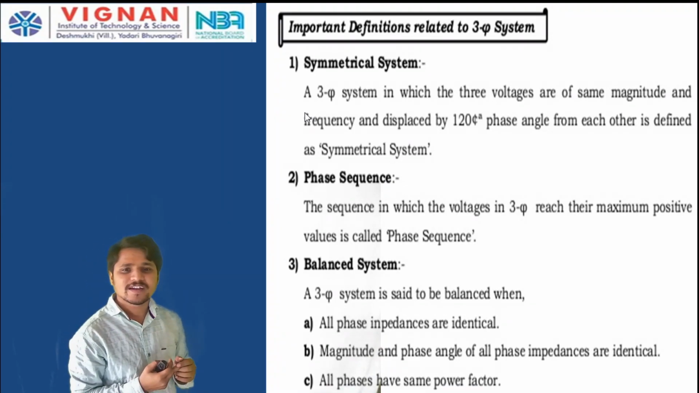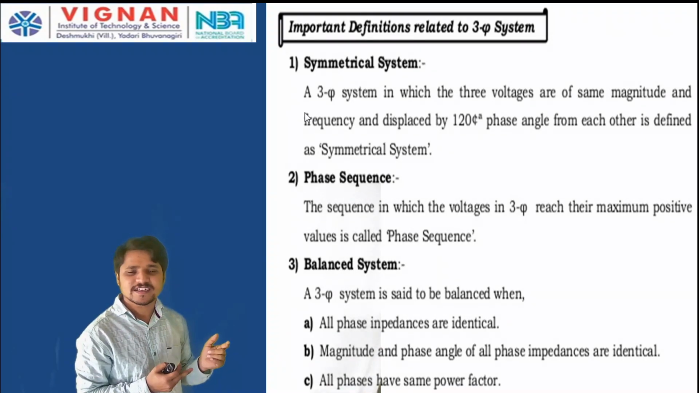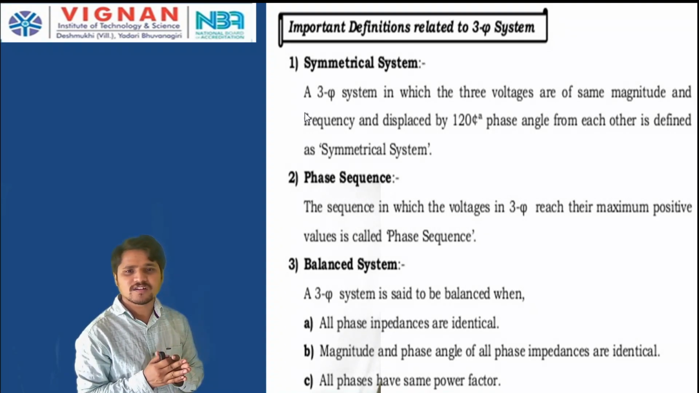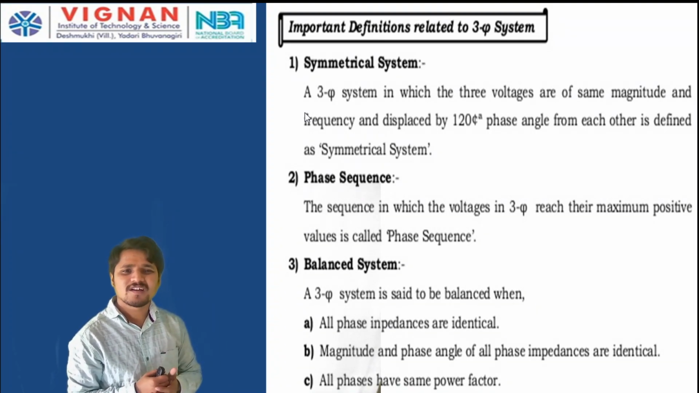If any one is violating this, either the magnitude is not the same, or the frequency is not the same, or the phase displacement is not equal to 120 degrees between any two phases, or the three are not equal, then the system is called an unsymmetrical system.